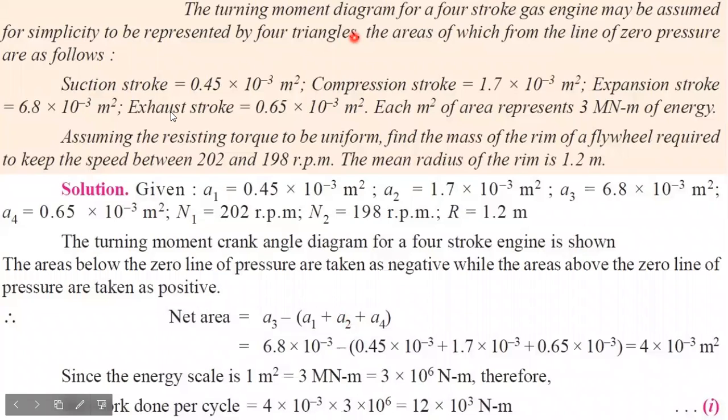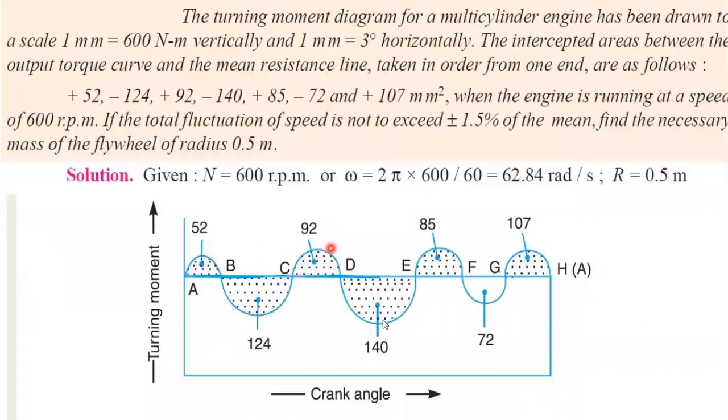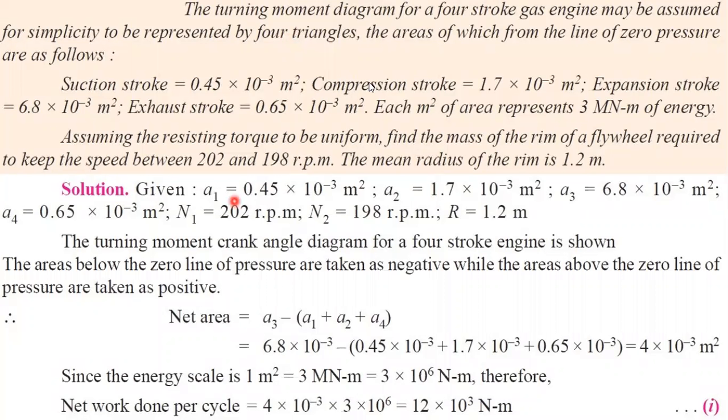Turning moment diagram for a 4-stroke gas engine may be assumed for simplicity to be represented by 4 triangles. In the previous case we saw it in the form of a waveform, right? In this sum we have triangles from the line of zero pressure. They have given the 4 strokes: suction, compression, expansion, exhaust, and all the 4 values in the question. Each meter square of area represents 3 meganewton meter of energy. So this is the scale factor. Assuming the resisting torque to be uniform, find the mass of the rim of the flywheel required to keep the speed between 202 and 198 rpm.